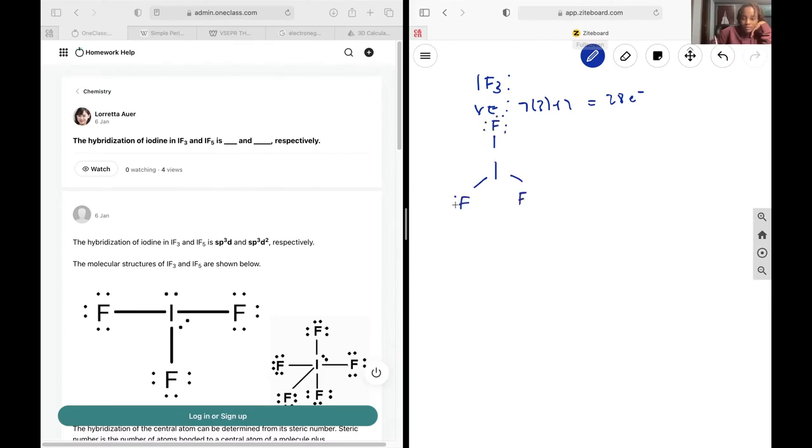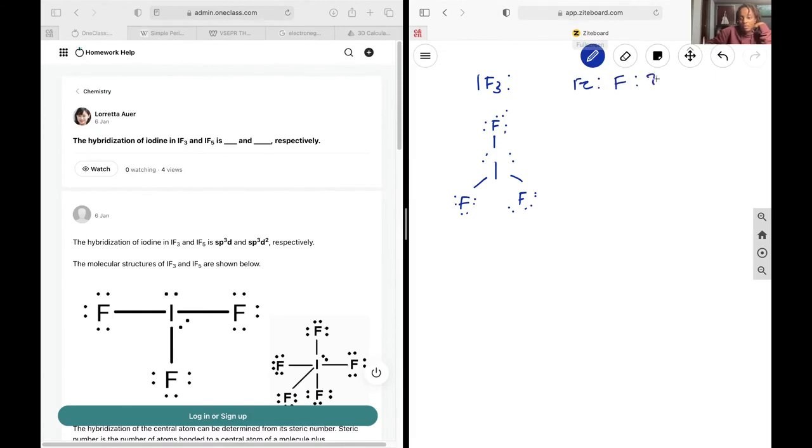Fill in the octets of all the fluorines. And this would give me 6 by 3 plus 3 by 2, which is just 6 by 4, so 24 electrons. Clearly not my 28. The only place the other 4 electrons can go is on the iodine. And now that my valence electrons are all taken care of, let's just double check on my formal charges.